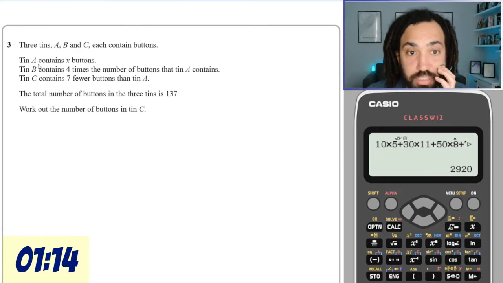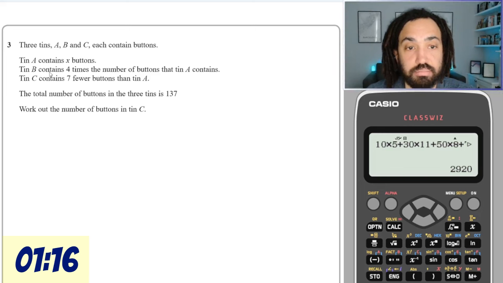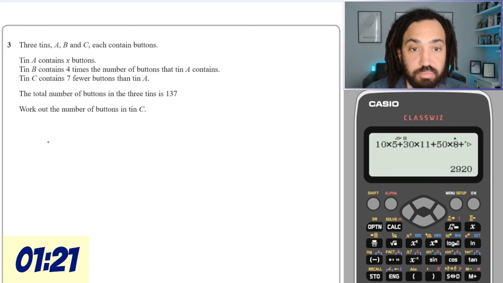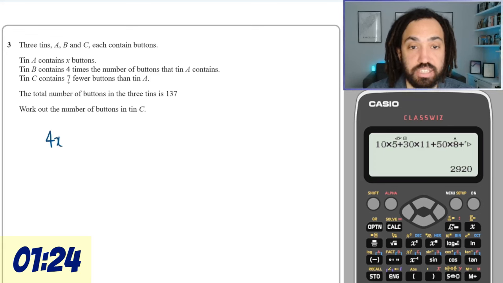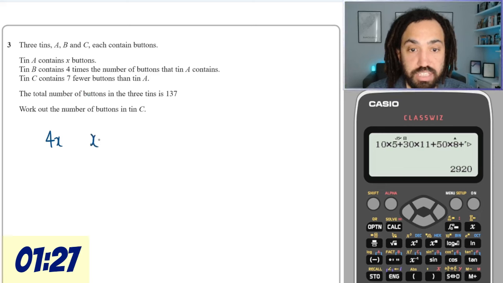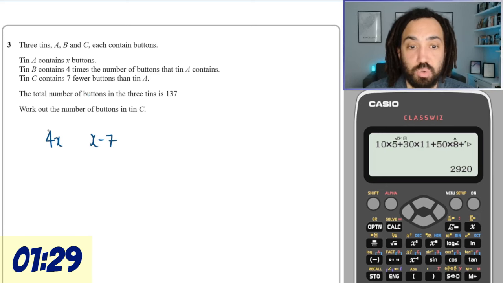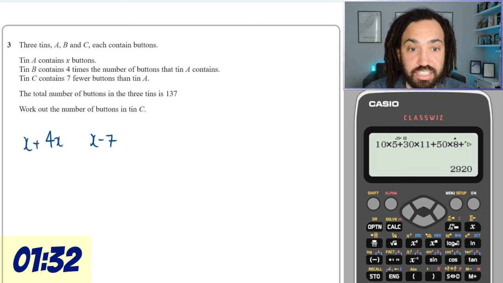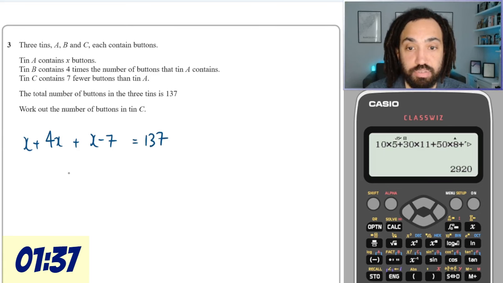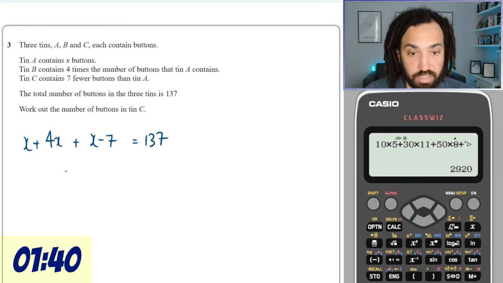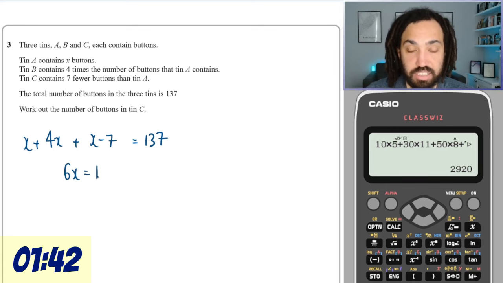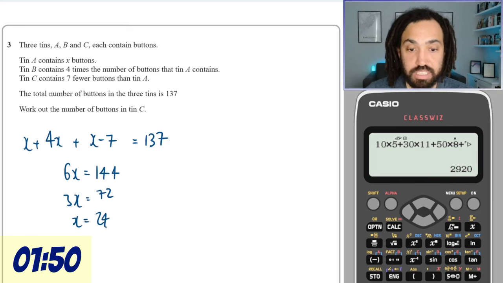Okay, we've got a probability question, looks like. So tin A has X and tin B is 4 times the number that's in tin A. So B is 4X, tin C is 7 fewer than A, so it's X minus 7. The total of all 3 tins, so I need to add X and all of these ones, is equal to 137. So that gives me a total of 6X, and if I add 7 to that side, it's 144. And if I divide that by 2, it's 72, and to divide that by 3 is 24.